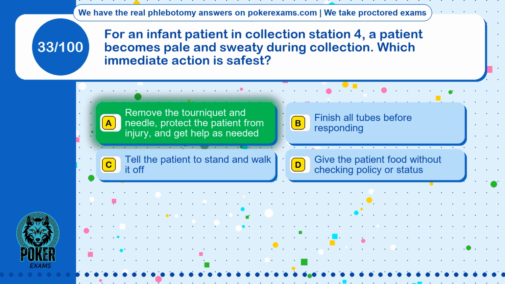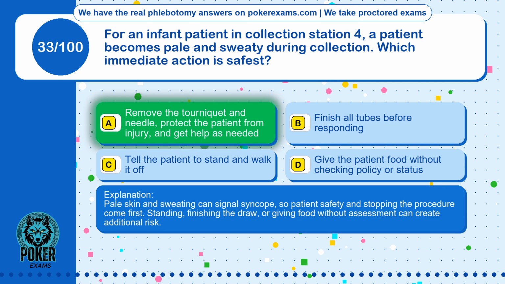The correct answer is option A. Remove the tourniquet and needle, protect the patient from injury, and get help as needed. Pale skin and sweating can signal syncope, so patient safety and stopping the procedure come first. Standing, finishing the draw, or giving food without assessment can create additional risk.